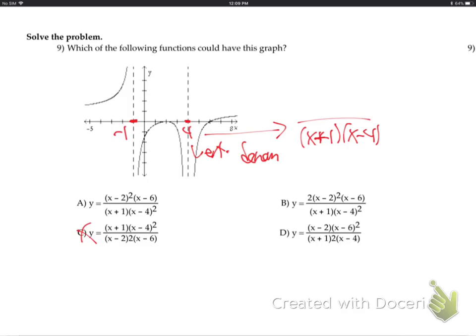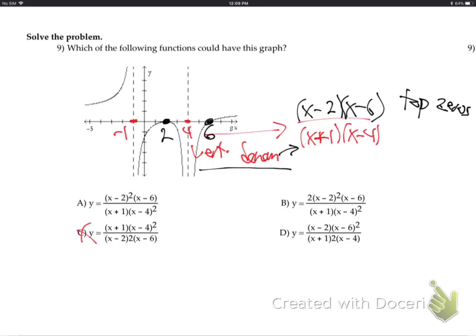The other thing we look at is where the thing hits 0, meaning right here at 2 and right here at 6. Those are zeros, aren't they? The graph actually hits a height of 0 at 2 and 6. What does that mean about the function? Where do we see that 2 and 6? In the top. Opposite again. x minus 2, x minus 6 must be in the top, because the top are the zeros. Remember how the top has zeros and the denominator has the verticals?